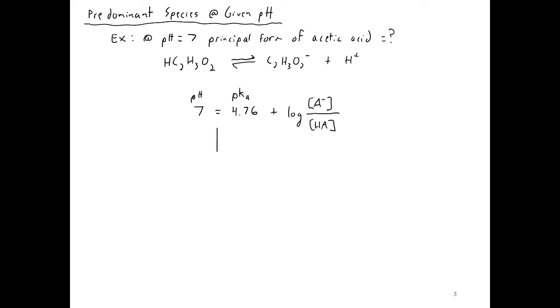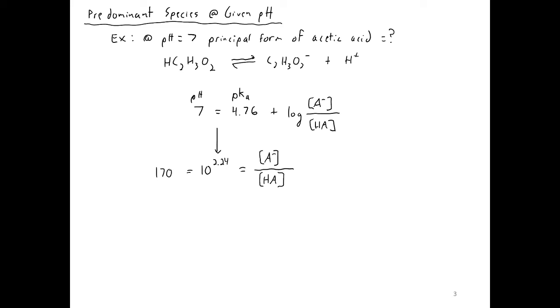So simple algebra, I would subtract 4.76 from both sides, and then I would get rid of that log. If I do that right, I will end up with 10 to the 2.24 is equal to the ratio of concentrations of acetate ion to acetic acid, but what I'm doing could work for any acid-base conjugate pair. And then if I plug that into my calculator and solve, I will get 170.